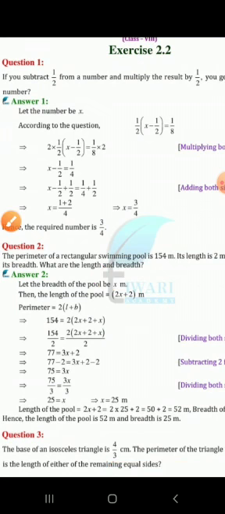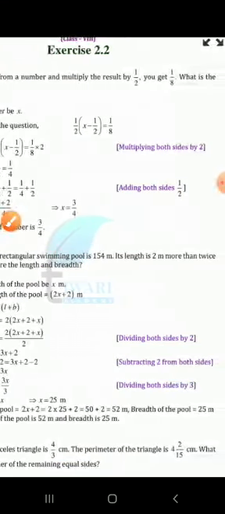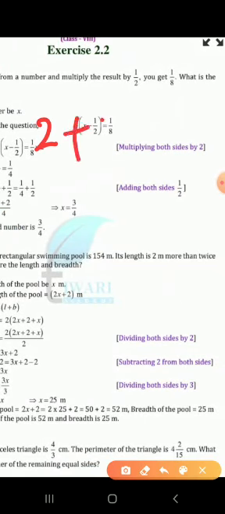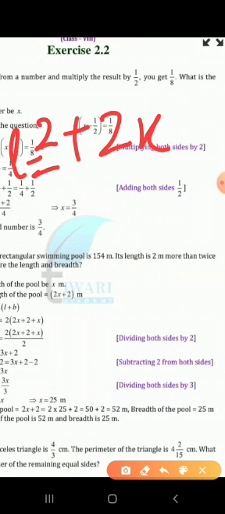Length will be 2 meter more than twice its breadth. Breadth we don't know, we have assumed it is x. So what is length given? Length is 2 meter more than twice of x. More means addition. So this is your length.